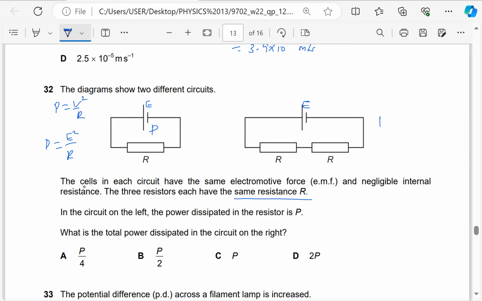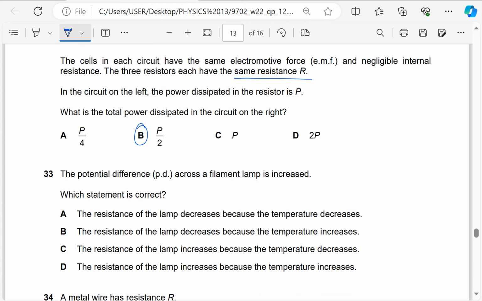Then the power on this side, I'll call it power 2, will be the EMF squared divided by the total resistance. Total resistance is twice R. When I simplify this, it is a half times E squared over R, which means power 2 is going to be a half times the first power on the left, which is P. So the answer here is going to be P over 2. That's the total power in the circuit on the right.